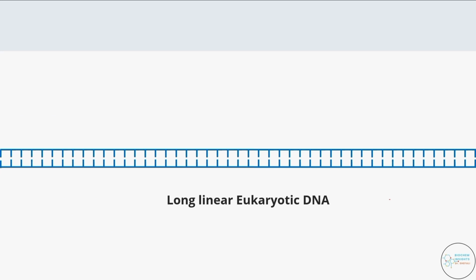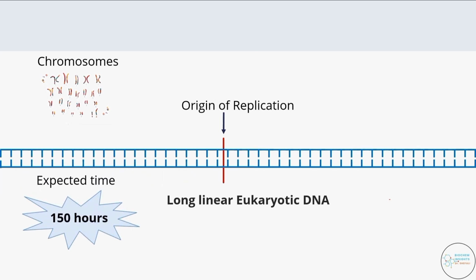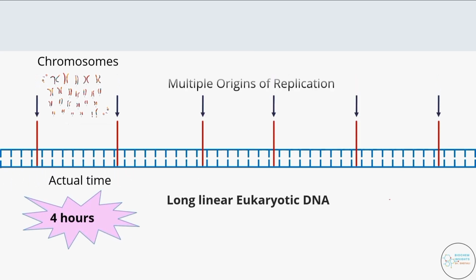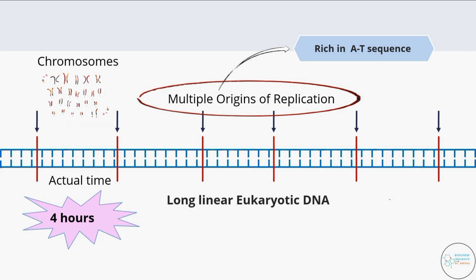Now, because we eukaryotes have a larger genome, if we tried to replicate all our 46 chromosomes with only one origin of replication, it is estimated that it would take 150 hours for all the chromosomes to be replicated. So that's why, to reduce the duration of replication from the expected 150 hours to the actual 4 hours, we have multiple sites on our chromosomes which are AT-rich sequences. So multiple origins of replication is the classic feature of eukaryotic replication.